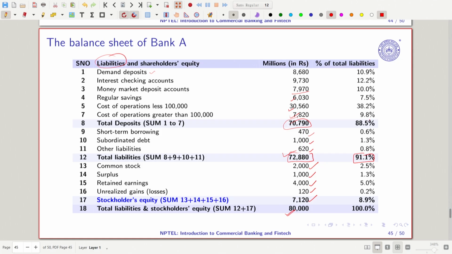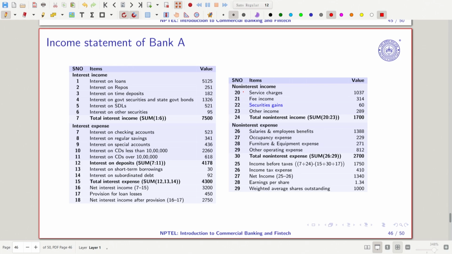Out of this, 88.5% has the total deposit share of different types. So this is the core banking we say. Money comes from here and it goes to the assets. So core banking that we have, you can see that it has 88.5%.